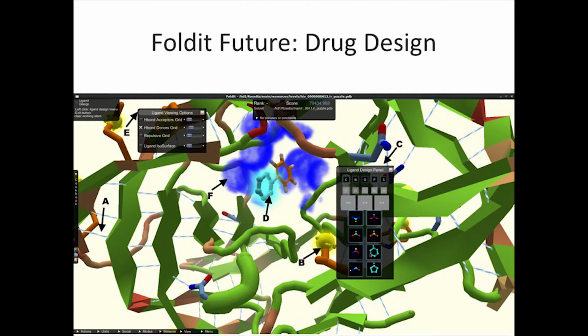We've also got some preliminary work looking at the design of small molecules and drugs. As in the previous example I was showing, where the players were able to redesign the protein to interact with the small molecule better, we were also starting to look at doing the inverse of that, where we can allow the players to actually redesign the small molecule to interact with the protein better and see what other interesting, effective molecules the players can come up with.